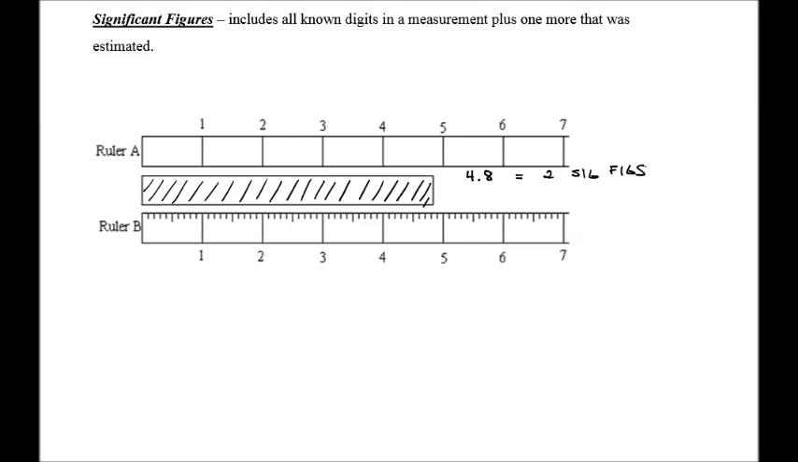If I use ruler B, I can see that now the length is 4.8 and then somewhere between 8 and 9. So I'm going to say 4.85. This measurement has 3 sig figs, the 2 that I know and the 1 that I estimate. So as the measuring tool gets more refined, the number of significant figures increases.